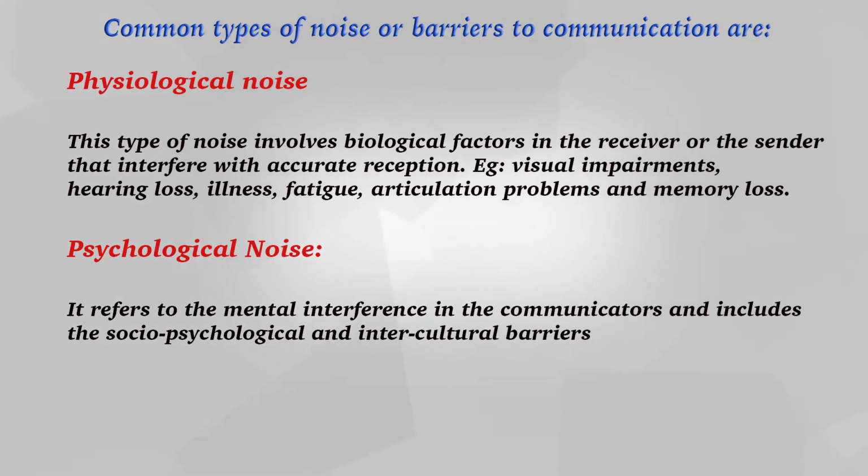Now another kind of barrier we can say is the psychological noise. Now this kind of noise refers to the mental interference in the communicators and includes the socio-psychological and intercultural barriers. Examples of such would include biases and prejudices, preconceived ideas, wandering thoughts because of preoccupation with other problems. Then there is daydreaming, closed-mindedness, stereotyping others, short-tempered nature, personality clashes between the communicators. So they are all examples of the psychological noise.